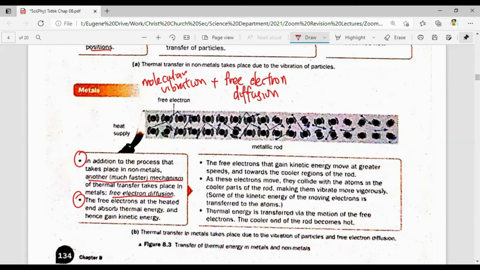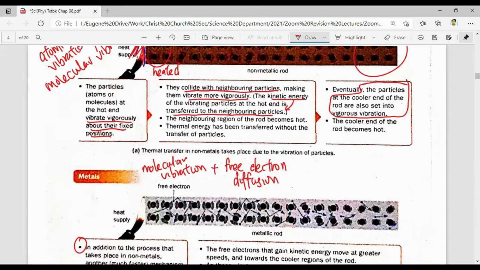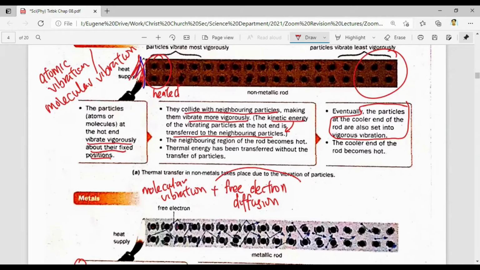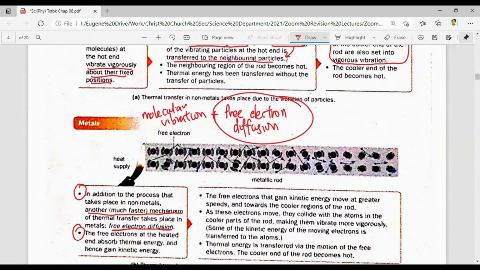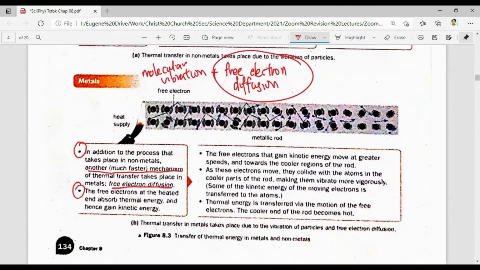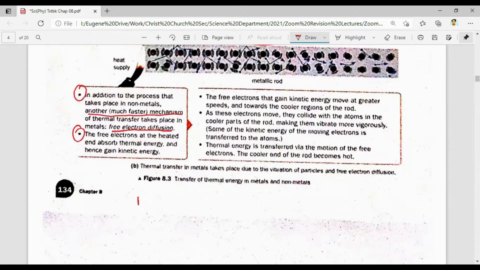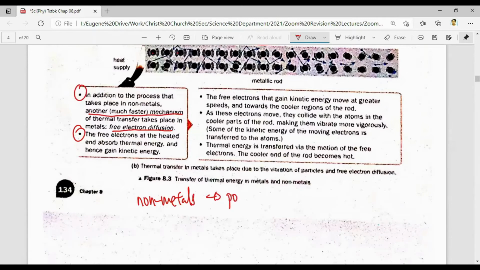So the difference between non-metals and metals is that metals have this extra mechanism, free electron diffusion. Hence, I always say that non-metals are generally poor conductors of heat. Poor conductor of heat actually means that they transfer heat slowly.